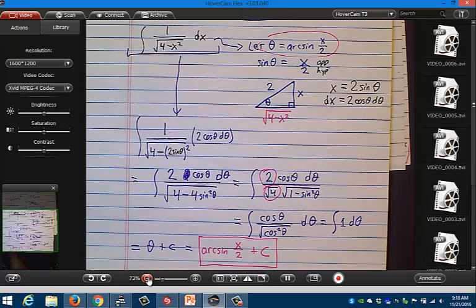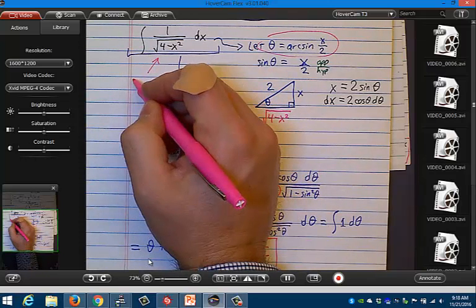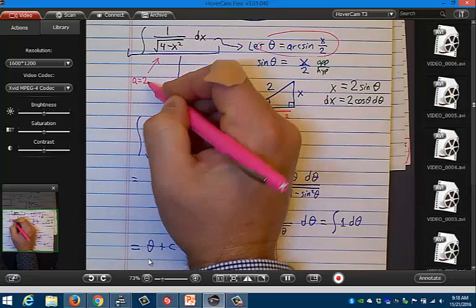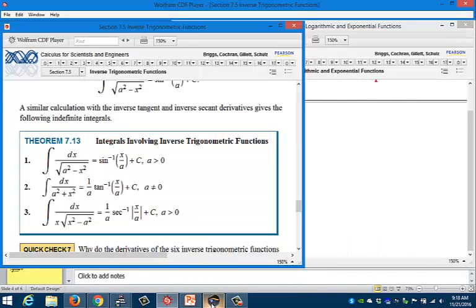Now, I'll be honest with you. Could I get that original answer from my formula? Well, yeah, right? If you wanted to get it from the formula, here's what you do. You look at this problem. You say, okay, a is equal to 2. And what I'm doing really is I'm using formula number 2 from the book.